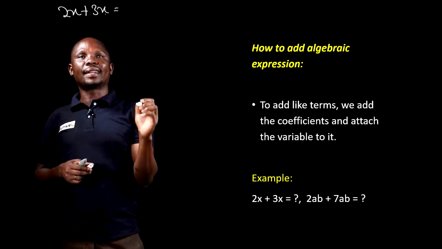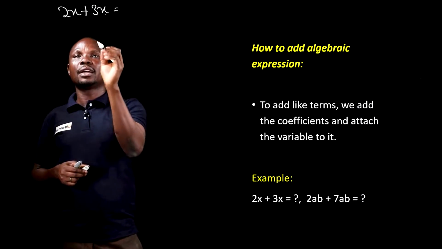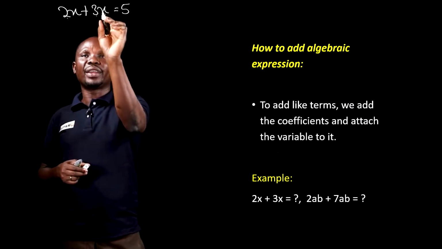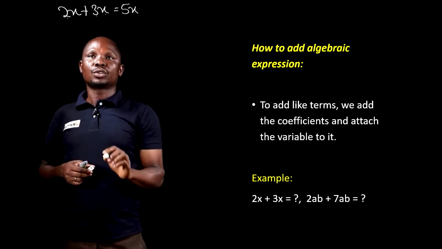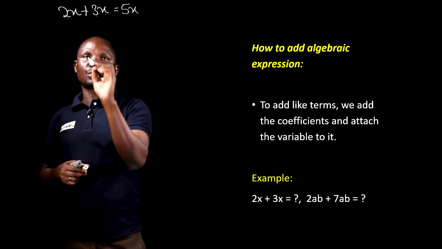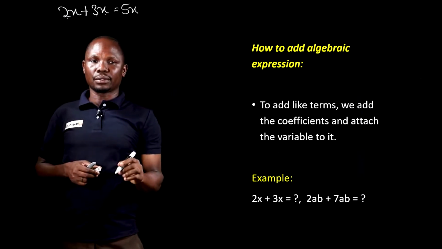So in adding, we add the coefficients. So 2 plus 3, that gives us 5. And then we attach the variable. So it's like 2 mangoes. If we add 3 mangoes to it, we'll get 5 mangoes.